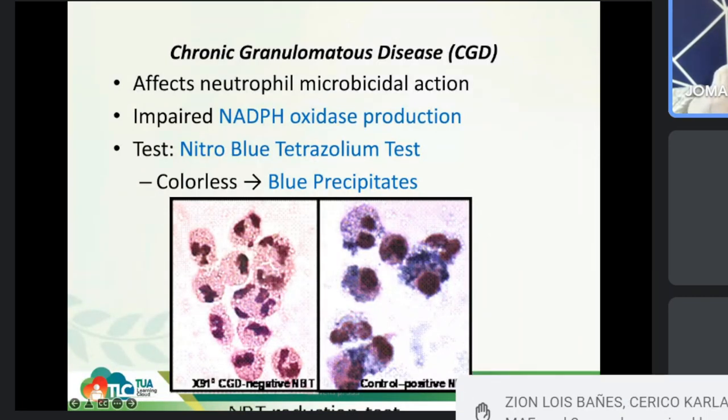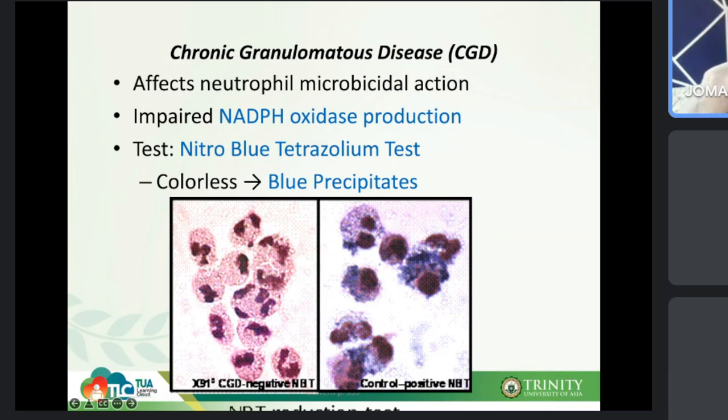So again ha, pag may chronic granulomatous disease, anong nakikitang kulay? Colorless. Walang color. Pag may blue precipitate, normal. Okay po ang ating pasyente. Meron po siyang NADPH oxidase. Okay? So, yun lang din.